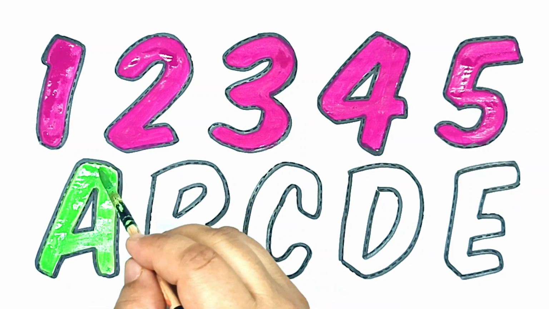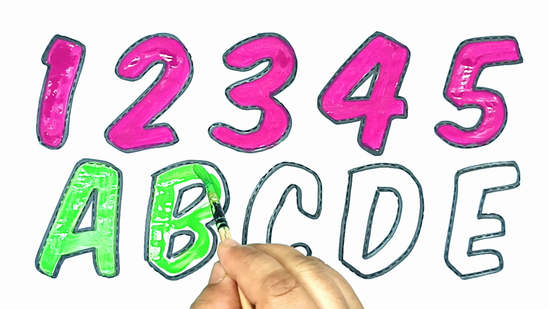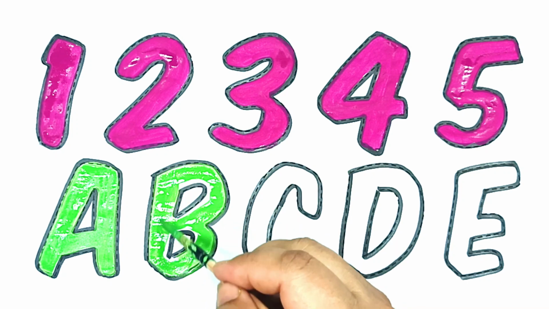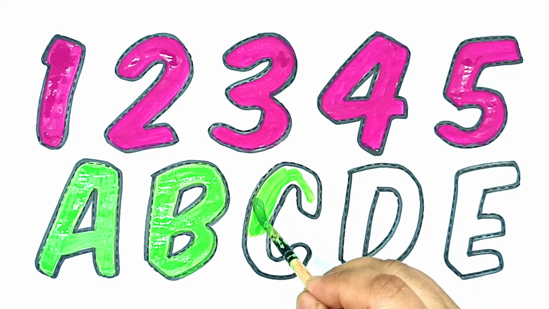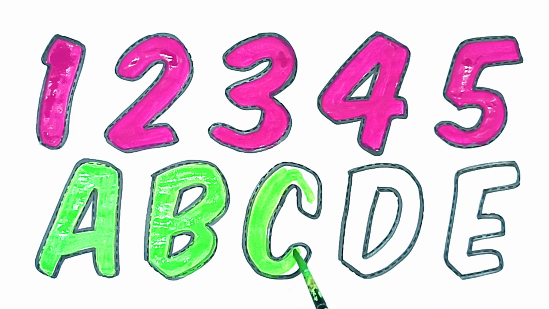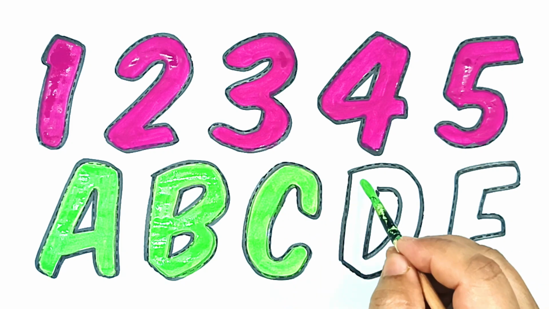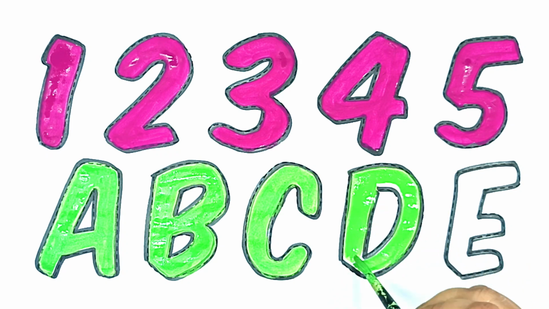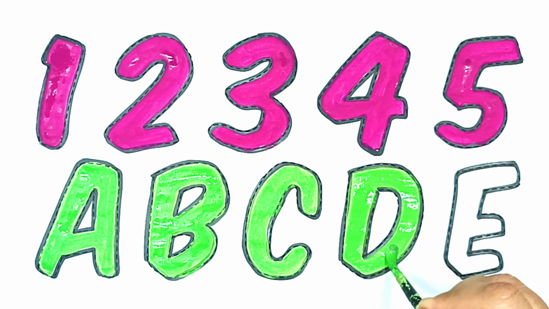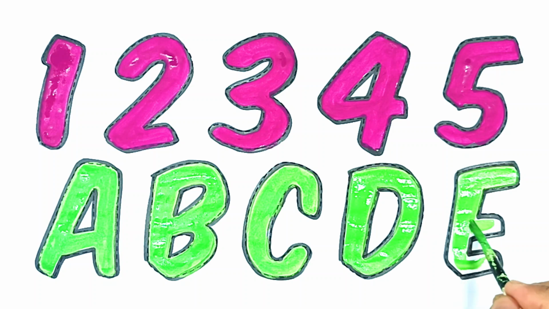A is for airplane. It flies in the sky. B is for baby. Sometimes it may cry. The wipers on the bus go swish, swish, swish. C is for clock. It tells you the time. D is for diamond. See how it shines. All through the wheels on the bus. E is for elephant.